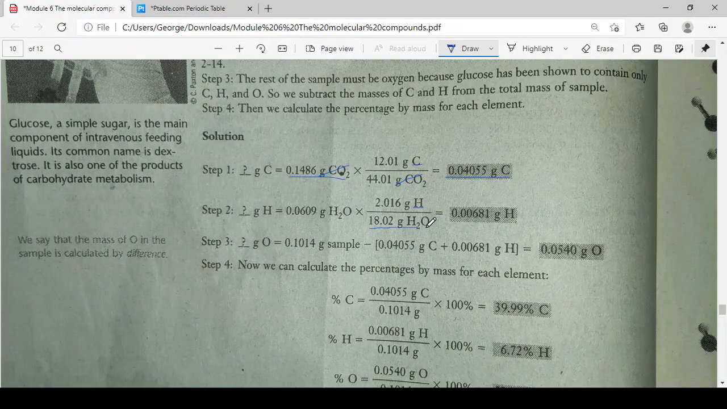The combination of two hydrogen atoms and one oxygen is 18.02 grams of water. Again, cancel all like signs. Multiply everything on top, divide it by everything on the bottom, and you will have your answer of 0.0681 grams of hydrogen. Step 3.